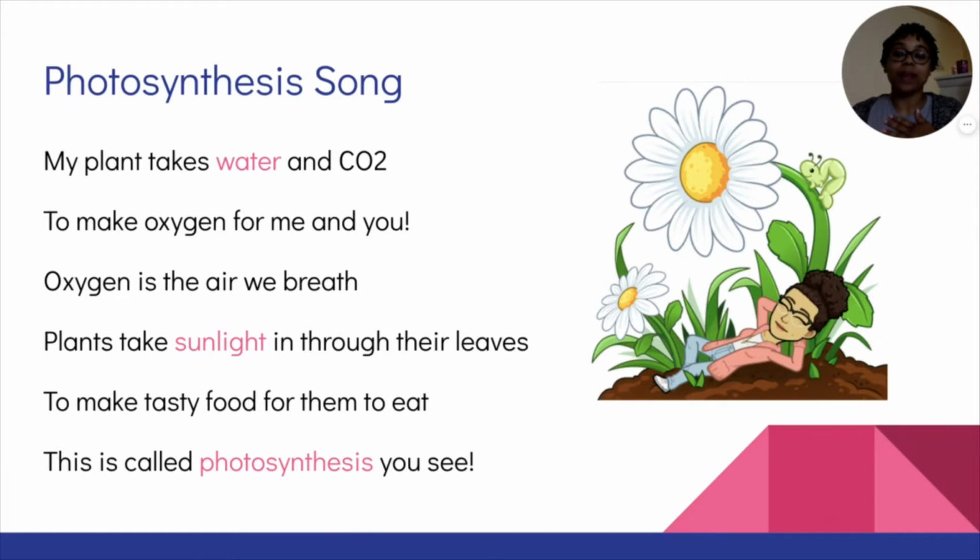Ready? 5, 6, 7, 8. A plant takes water and CO2 to make oxygen for me and you. Oxygen is the air we breathe. Plants take sunlight in through their leaves to make tasty food for them to eat. This is called photosynthesis, you see?